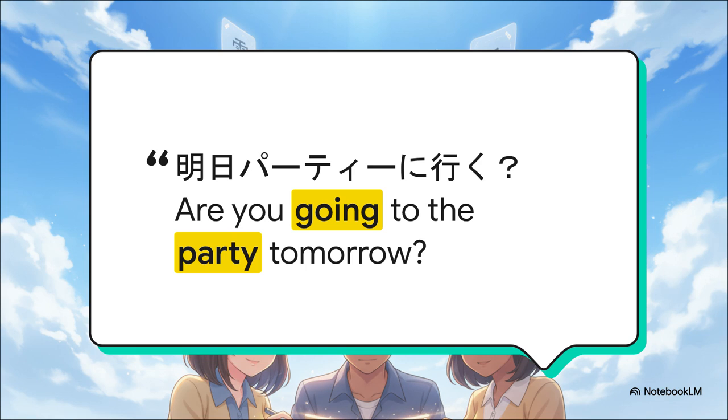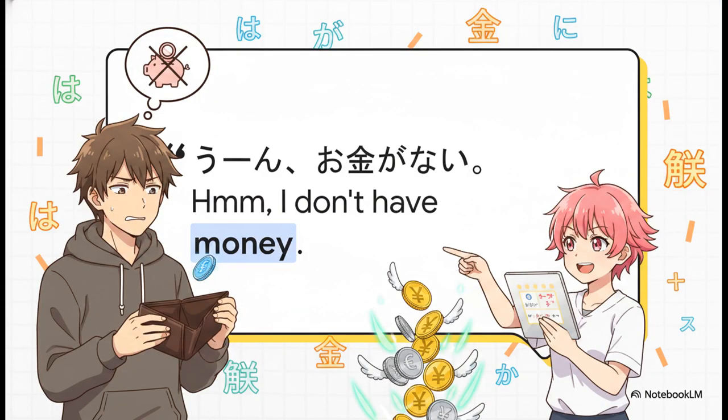Person A kicks it off with a casual question. Ashita party ni iku? Are you going to the party tomorrow? Then person B drops the obstacle. Okane ga nai. Now, I don't have money. Classic problem, right? But this sets up the absolute perfect condition for our grammar points to swoop in and save the day, because person B just gave us a brand new piece of information.